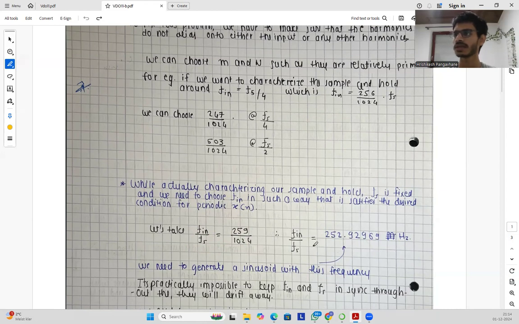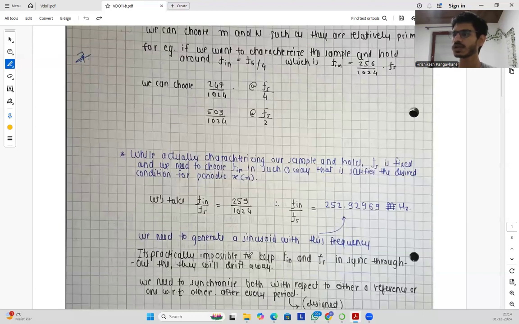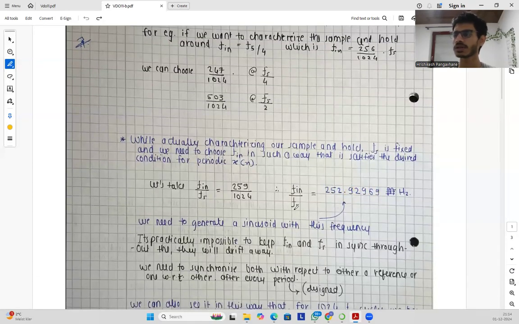So basically what we are doing is, while characterizing our sample and hold, Fs, the sampling frequency, is fixed, and we need to choose Fn in such a way that it satisfies the desired condition for a periodic discretized sample x of n. So we need to generate a sinusoid with such a value where there are decimal points as well. So it's practically impossible to keep Fn and Fs in sync throughout the entire process, because we have to maintain the ratios, right?